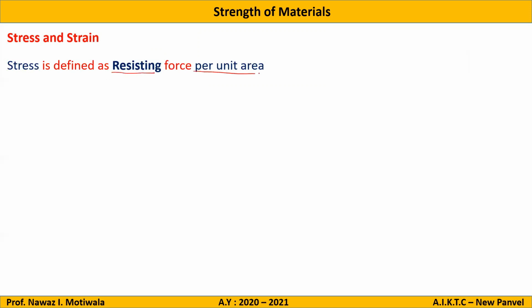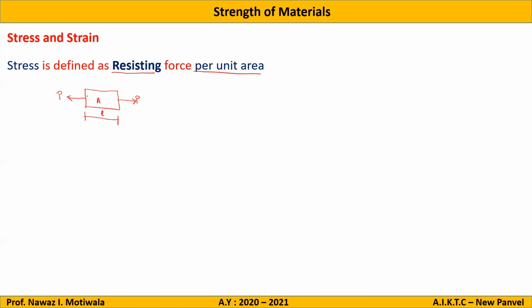The important word in this entire definition is resisting force per unit area. So, if I explain it like this, let us say there is an element of some length L and some cross section area A, then a load, if applied axially to this element, is known as the applied load. Now, because of this applied load, this load will tend to increase or elongate the element.